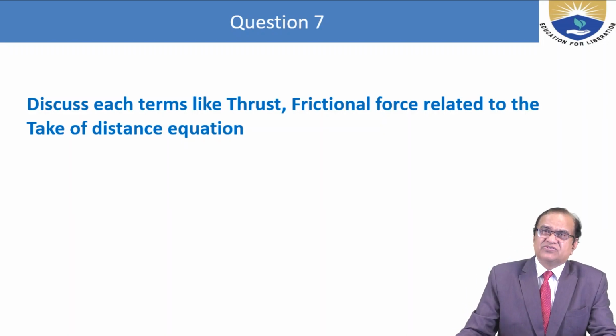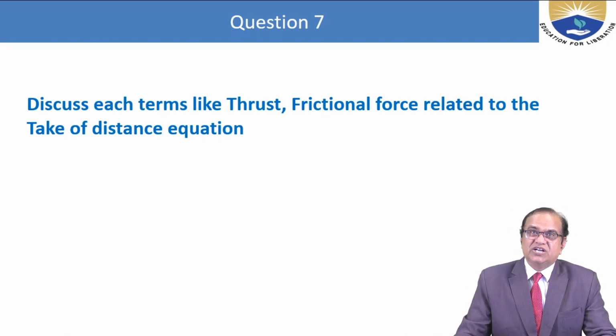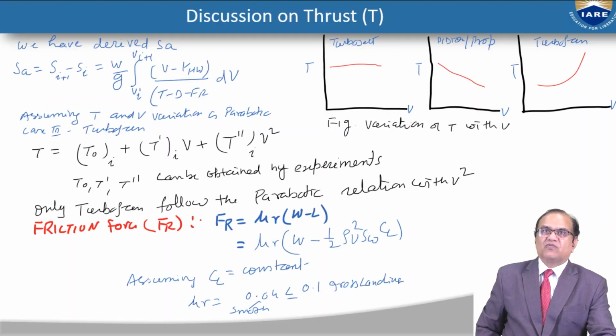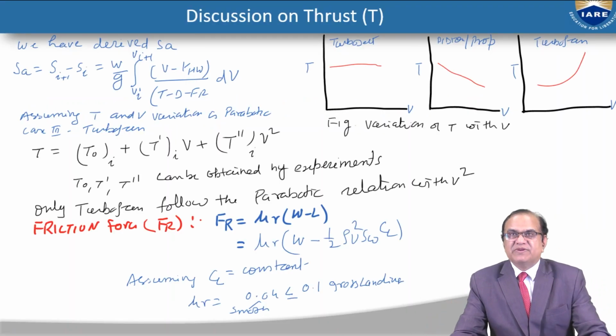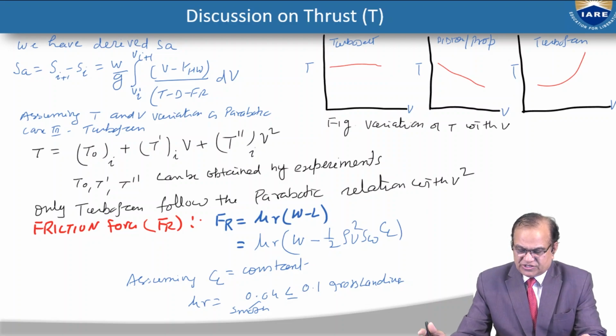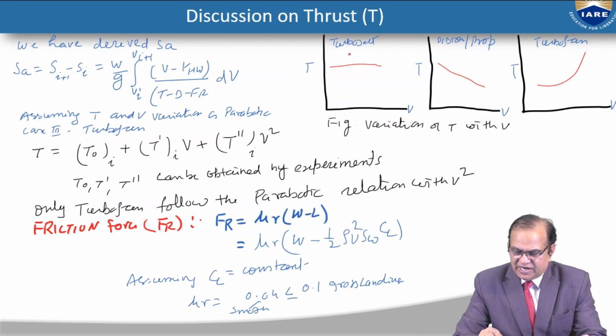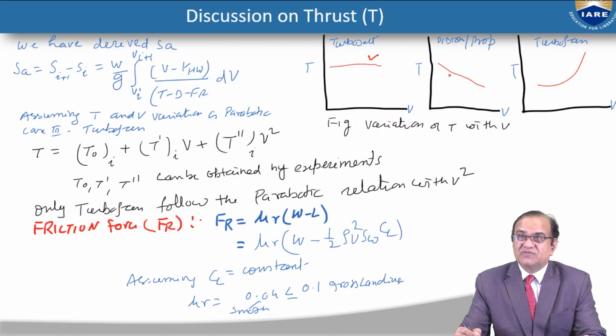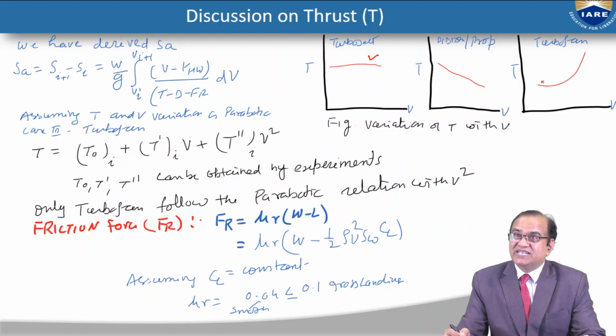Discuss each term, like thrust and frictional force, related to the takeoff distance equation. So first we will discuss the thrust. Here we have the turbojet, piston, turboprop and the turbofan. For T versus V, for the turbojet it is like this. For the piston, it is falling down: as the velocity increases, the thrust will decrease. For the turbofan, it is a parabolic line.